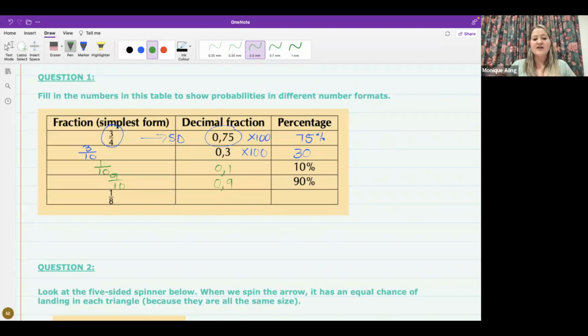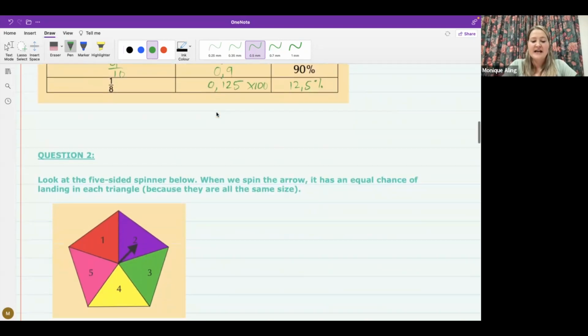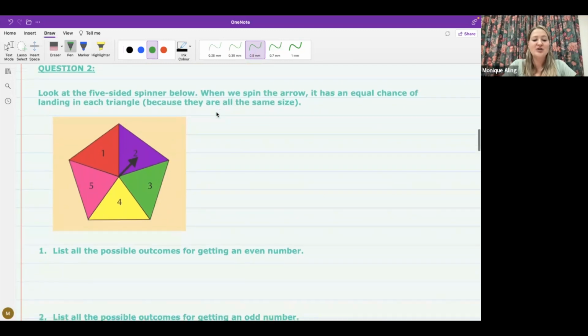And then the last one, you just put 1/8 into your calculator, press the SD button to get an answer of 0.125. And if you times that by 100, you get the percentage of 12.5%. Okay, which most of you did get. Well done. Okay, so looks like we're all comfortable converting between those, which is really important in probability because they could ask you to give the answer in any one of these forms. Great. Let's look at question 2 now.